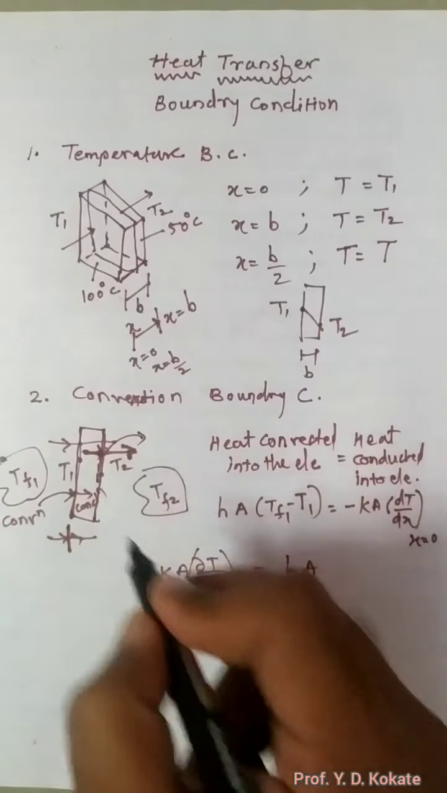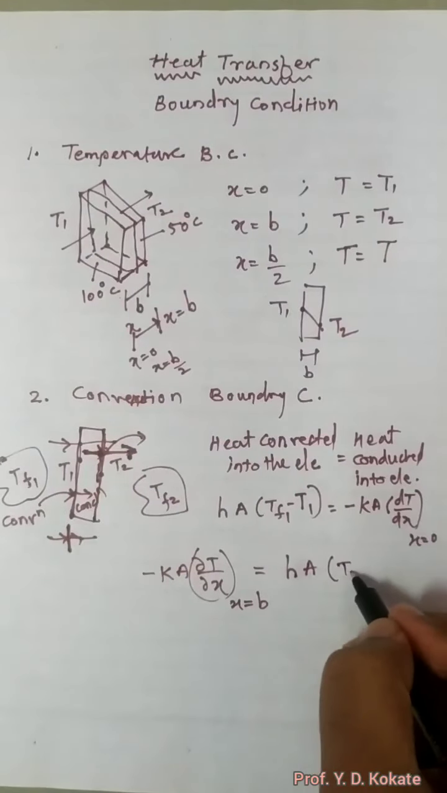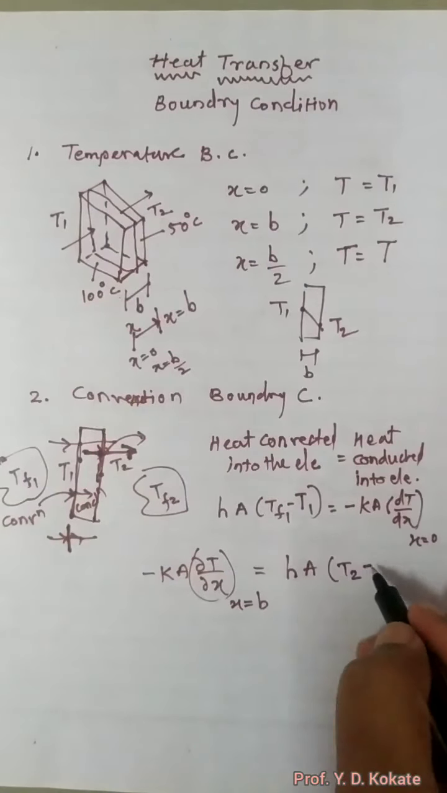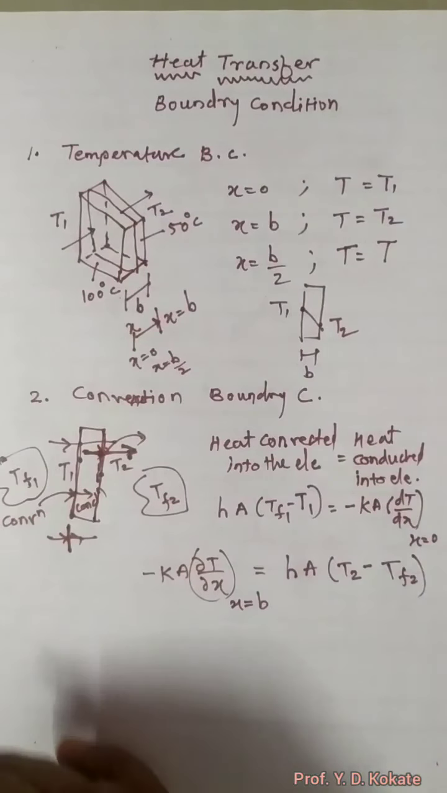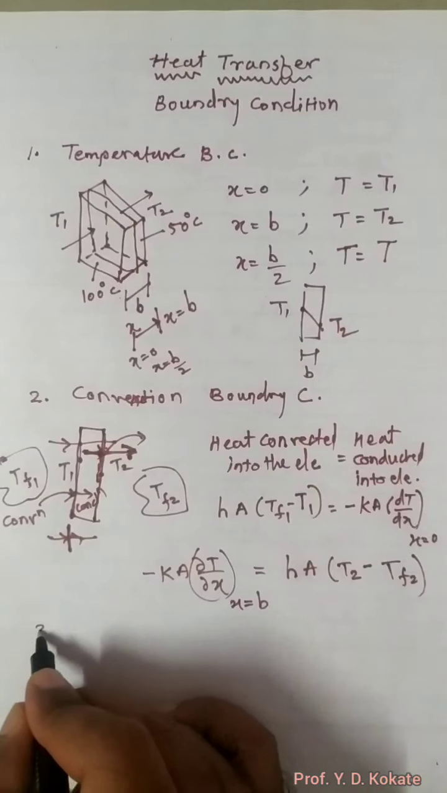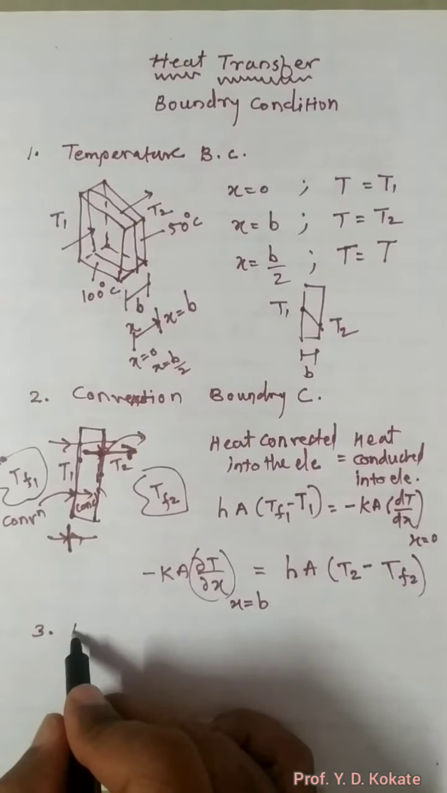From here heat is transferred by convection. So what is the temperature of the surface? T2, and this is transferred to the fluid which has a temperature TF2. So it becomes minus K dT by dx at x is equal to b, equal to hA (T2 minus TF). This condition is known as the convection boundary condition. Next, the third condition is known as the heat flux boundary condition.